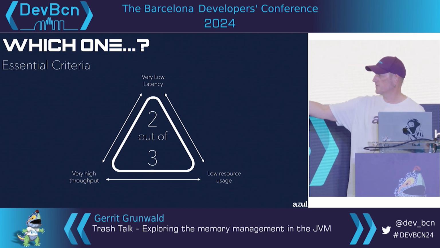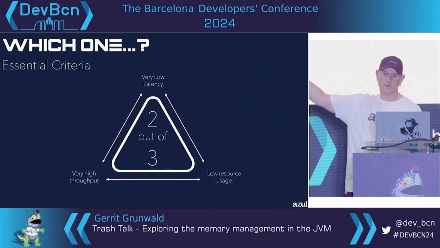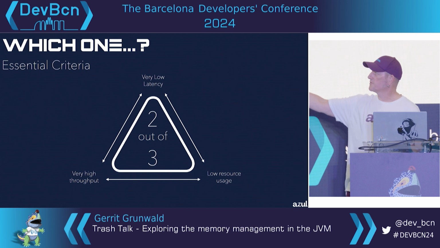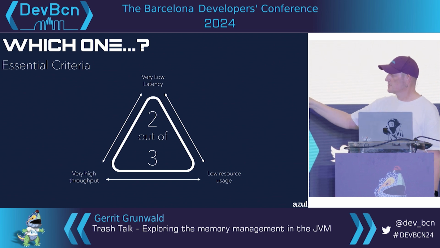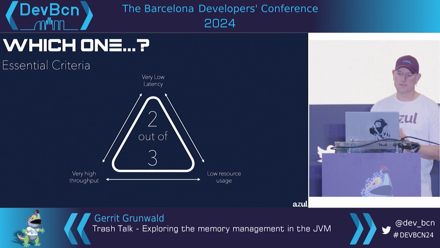You can say, I would like to have very high throughput and low resource usage. Yeah, but sorry, you will have high latency. And if you say, oh, I need very low latency and low resource usage, okay, throughput won't be good. This is the way it is.